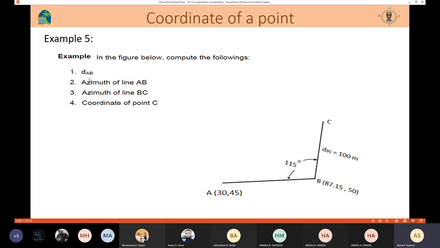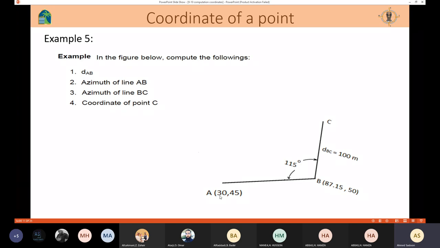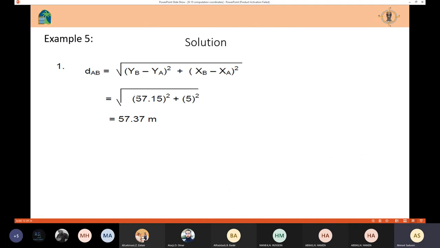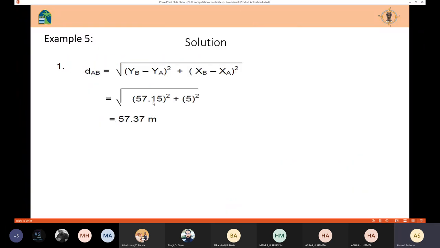Regarding the first part, the distance from A to B, I have the coordinate of the starting point and the coordinate of the ending point. So I'm going to apply the Pythagorean theorem for this case. The distance AB is going to be the square root of the departure squared plus the latitude squared. In order to determine this, YB minus YA is going to be this one minus that one. And regarding the latitude, this one minus that one. So I have this one minus that one came out to be this value. This value minus that value is positive, and this value minus that value also is positive. This one is 5, and the other one is 57.150.